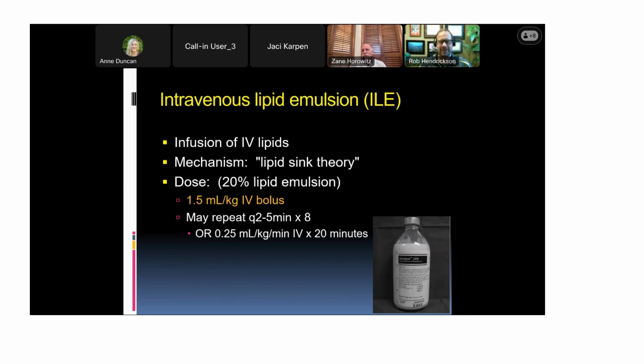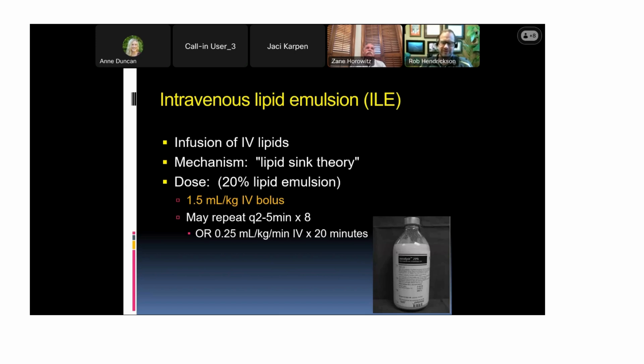Typically, we would give a dose of something along 1.5 milliliters per kilo. One of the tricky things is this is a drug that we are giving in milliliters and not in milligrams or grams. So just take note that this is a milliliter per kilo of a 20% emulsion. I don't think they would ask you about anything else, like a 40% emulsion, but it is 1.5 mils per kilo. And then you can repeat that up to 8 total.